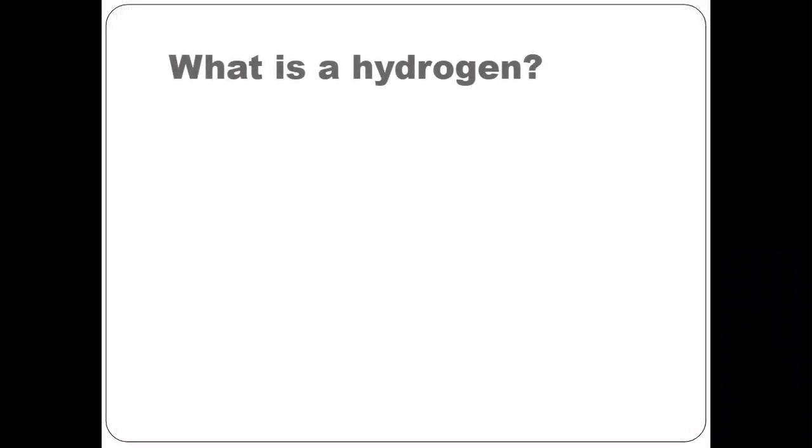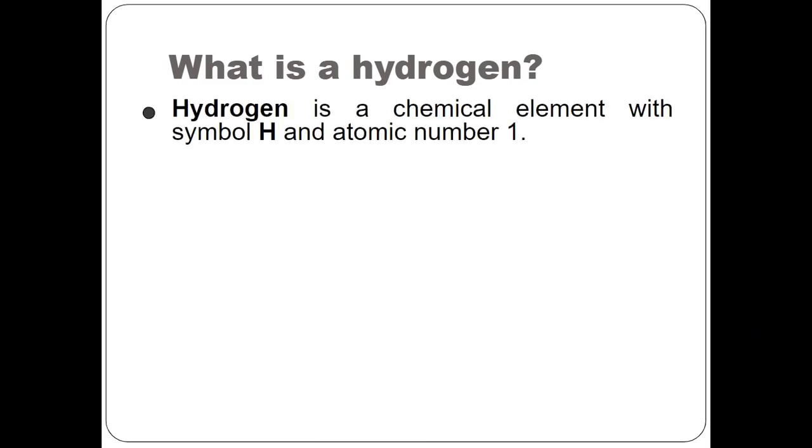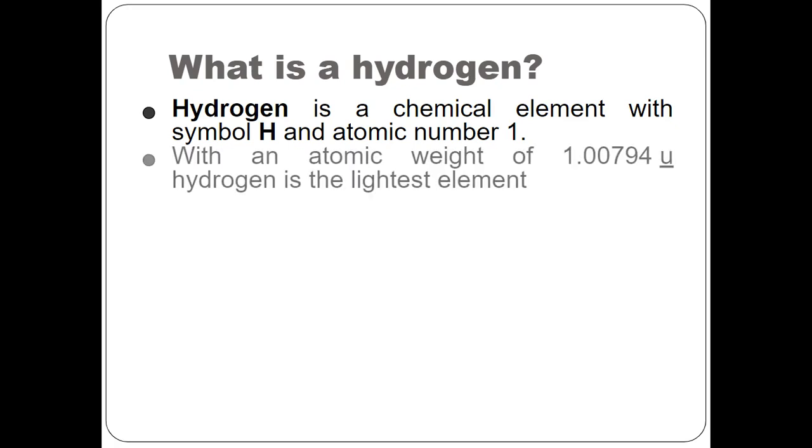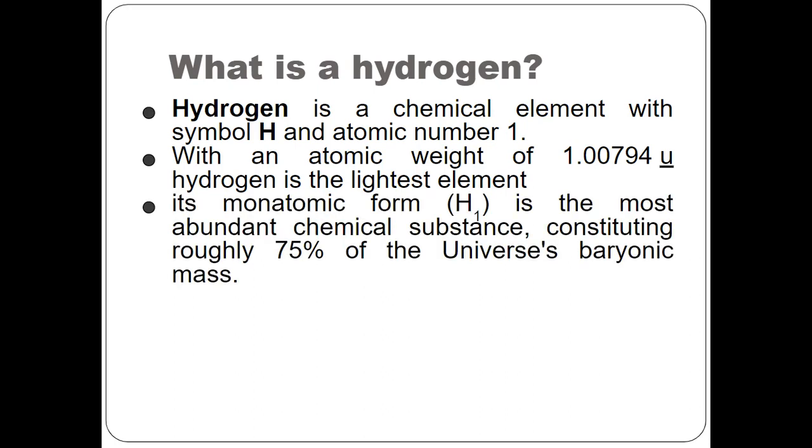So to start with, what is hydrogen? We come across it as a very simple molecule, in routine discussions. It is a chemical element with symbol H and atomic number 1. So chemically, it is the first entry in the periodic table due to atomic number 1. It has an atomic weight close to 1, 1.00794 atomic units, which makes it the lightest element, with one proton, one neutron, and one electron.